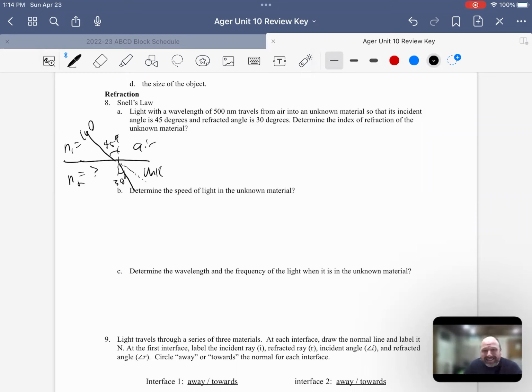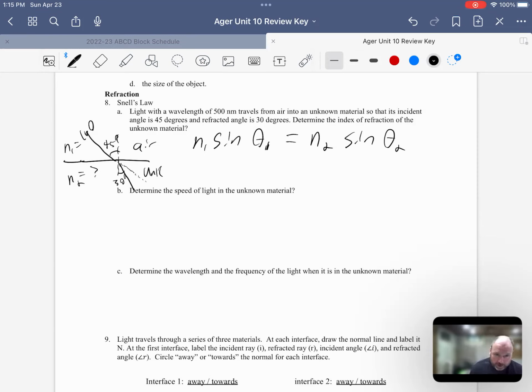Since you have both angles and we know one of the indices of refraction, we are going to use Snell's law to come up with that. Snell's law is just N1, the index of refraction for the first material, times the sine of the angle in that material, and that's the incident angle usually, but it doesn't really matter as long as you match them. That's going to equal N2 times the sine of the angle in the second material. Again, it doesn't matter as long as you match them.